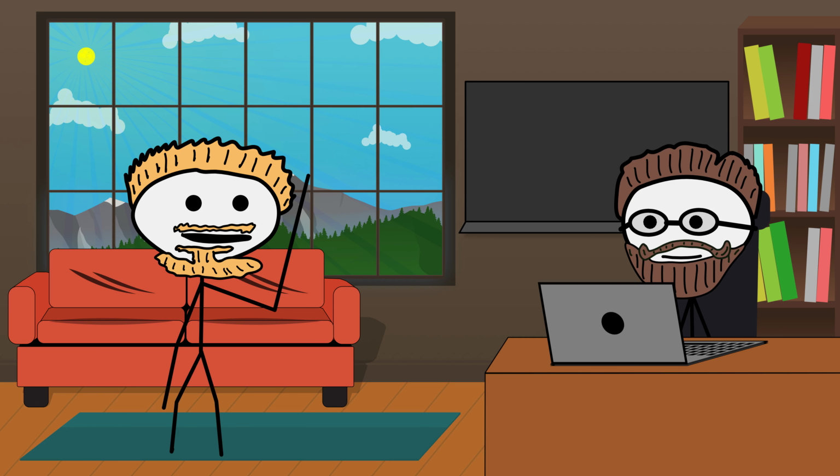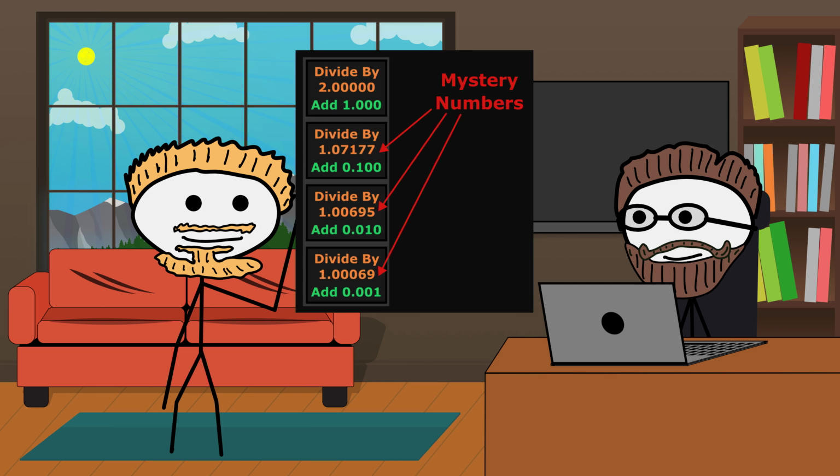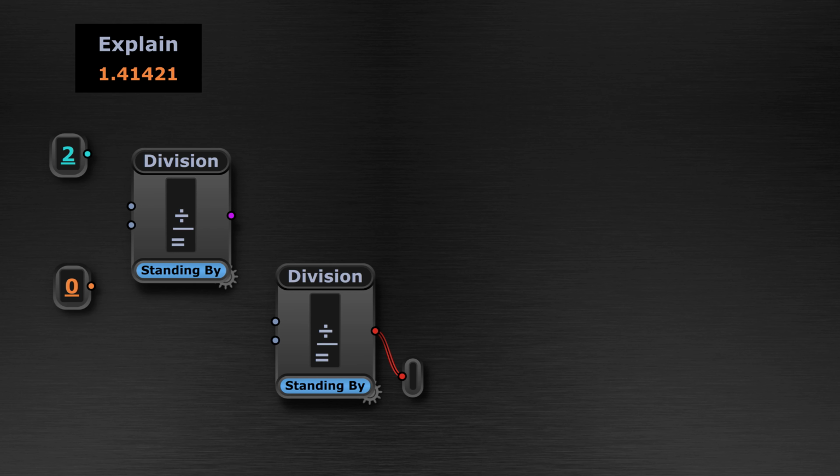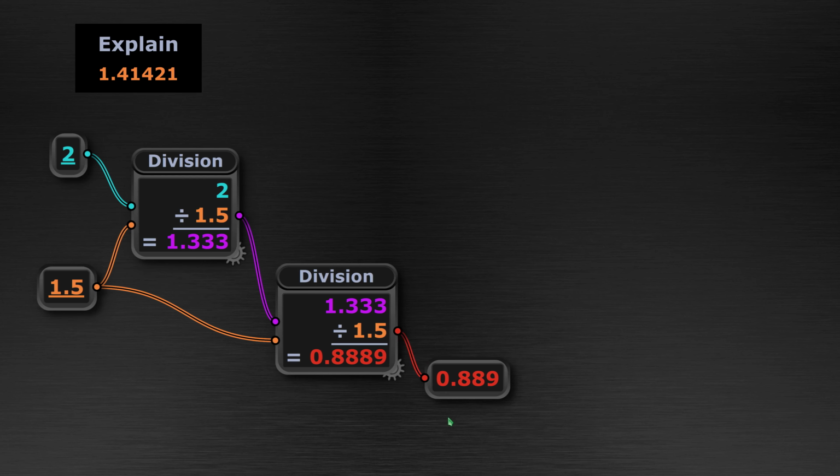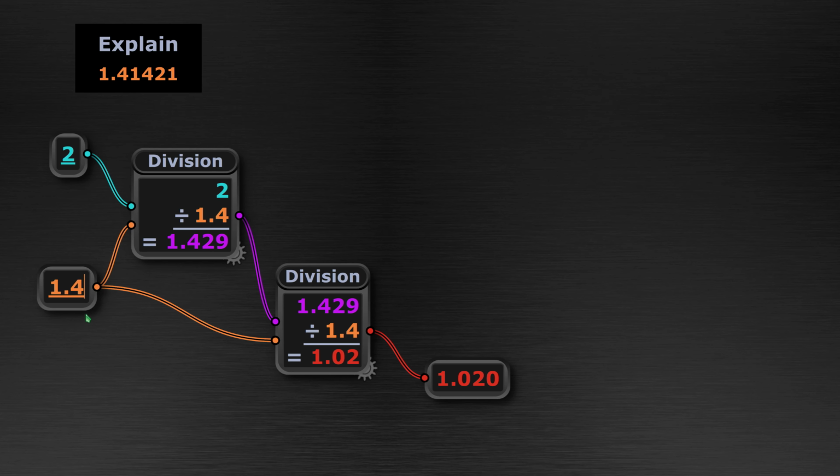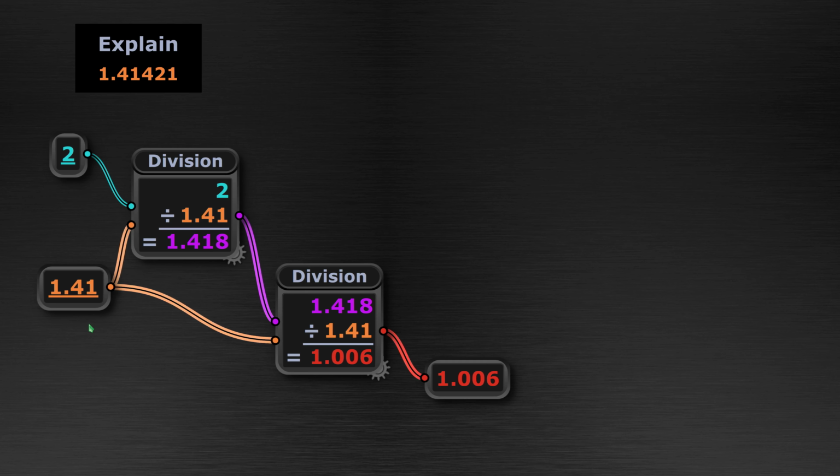Where did the mystery numbers come from? Let's start with the 1.41421. You can find this number with guess and check. Start with, say, 1.5. 2 divided by 1.5 divided by 1.5 is less than 1, so 1.5 is too big. 1.4, that's too small. 1.42, too big. 1.41, too small. There's a better way.